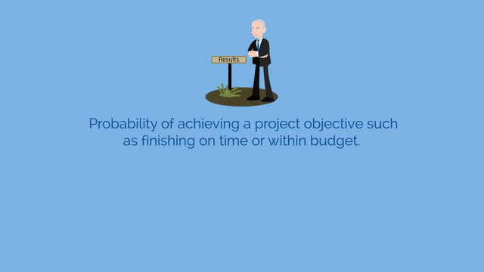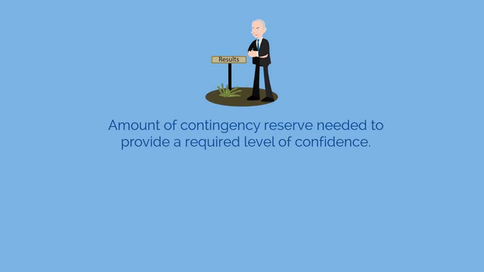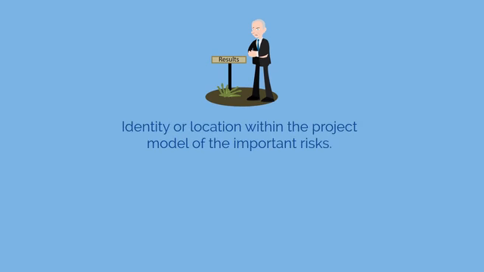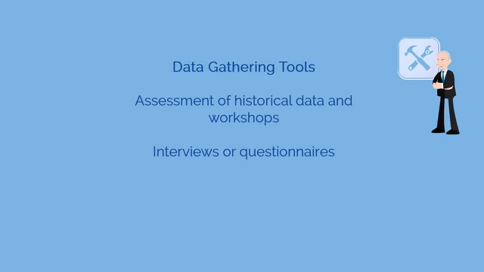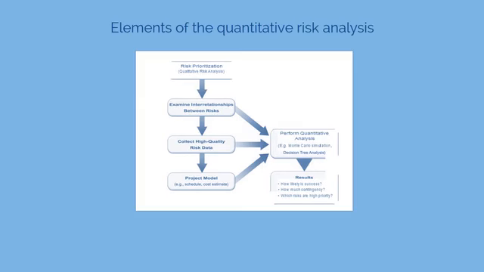The results include probability of achieving a project objective, such as finishing on time or within budget, amount of contingency reserve needed to provide a required level of confidence, and identity or location within the project model of the important risks. Some data gathering tools include assessing historical data, workshops, interviews, and questionnaires. The elements of the quantitative risk analysis are illustrated in this figure.